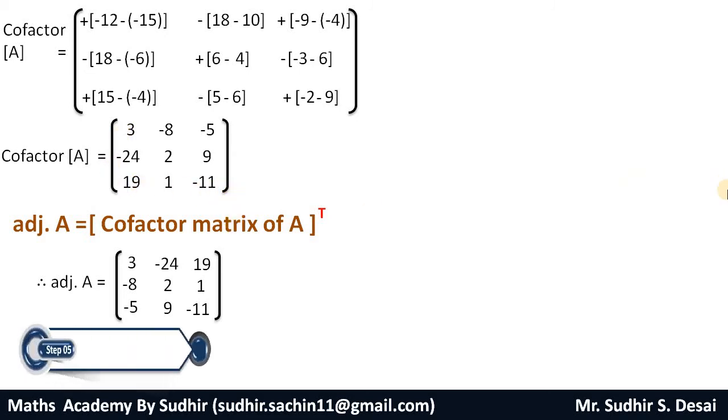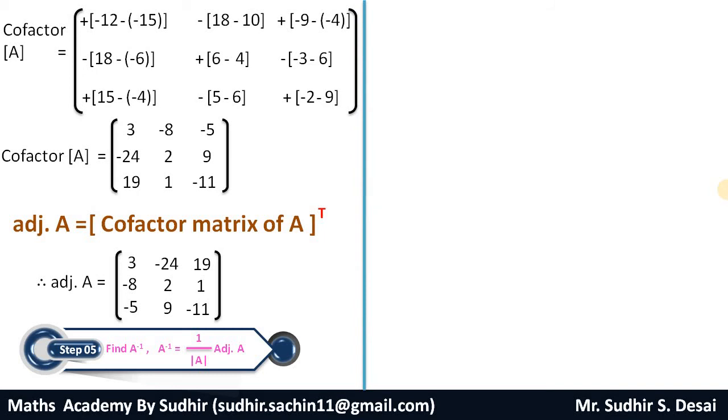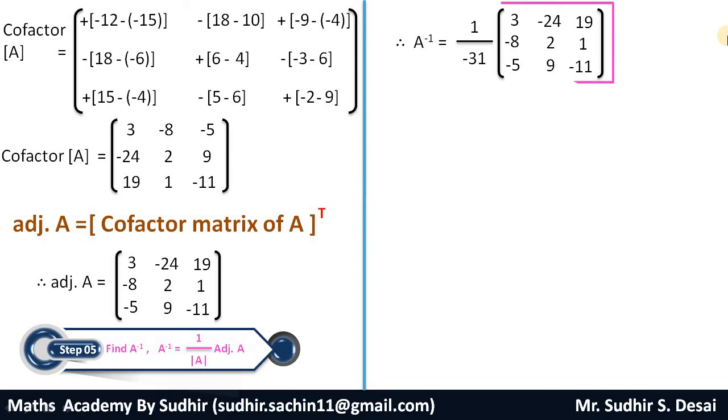Now the next step is to find A inverse using the formula 1 upon determinant of A into adjoint of A. So let's substitute the values. A inverse is equal to 1 upon the determinant of A, which is minus 31, into the adjoint of A, which is here 3, minus 24, 19; minus 8, 2, 1; minus 5, 9, minus 11.